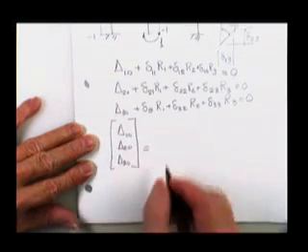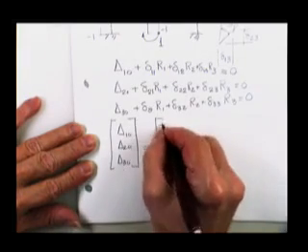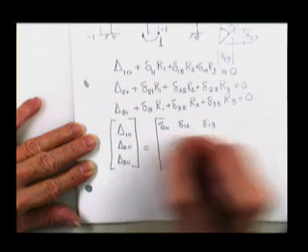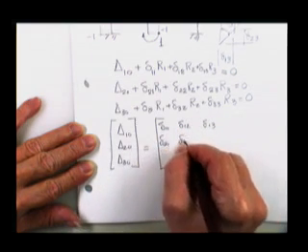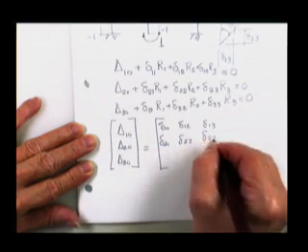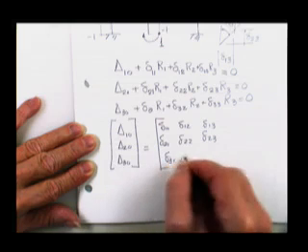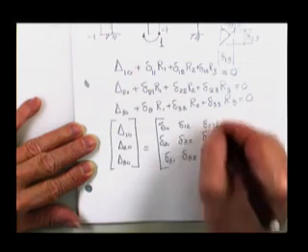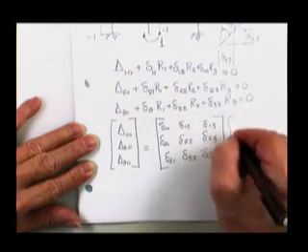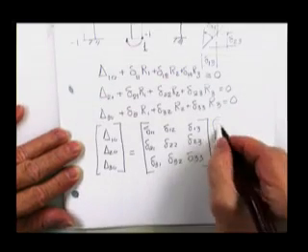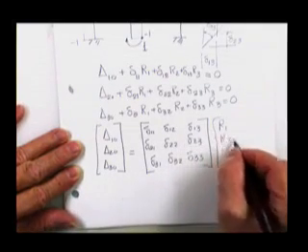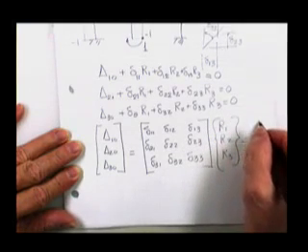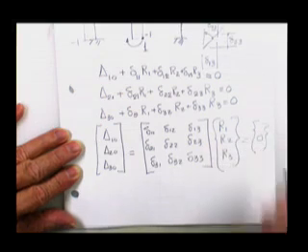You know what matrices are. Delta 1,1, delta 1,2, delta 1,3, delta 2,1, delta 2,2, delta 2,3, delta 3,1, delta 3,2, delta 3,3, times R1, R2, R3 is equal to 0.